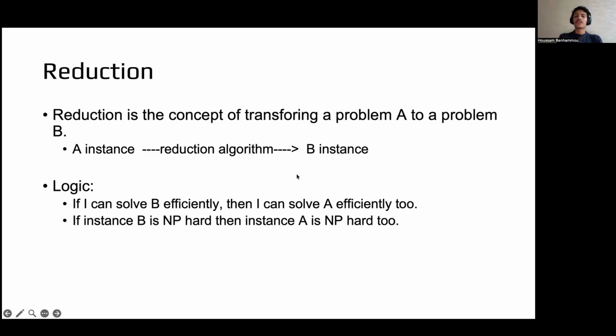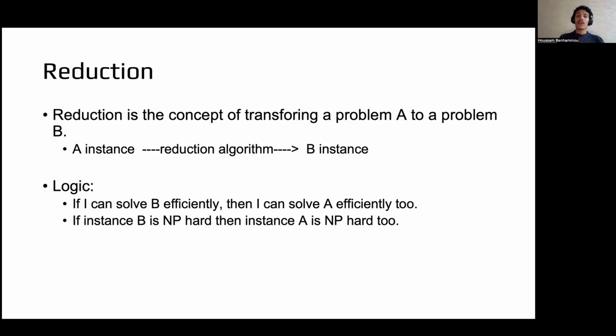Now I'm going to talk about reduction. What we mean by reduction as a concept is trying to transform a problem A to a problem B, where the problem's solution or purpose is not the same, but the behavior and the hardness of that problem is the same. And that will help us not by finding the solution itself, but by finding the hardness of the solution and how efficiently it can be resolved.